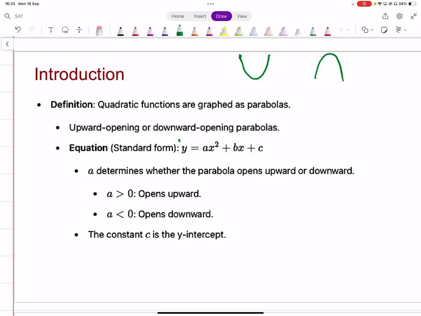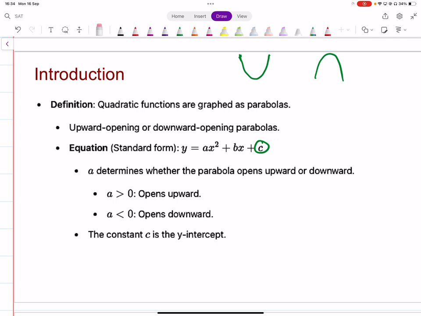The standard quadratic function is of this form: y equals ax squared plus bx plus c. Okay. When do you get the upward facing curve? When a is positive, and when a is negative, you get a downward facing curve, right? Now, in this function, in the standard form, c represents the y-intercept, right? When you input x equal to 0, you're just left with c. Okay, this is one form of quadratic function.